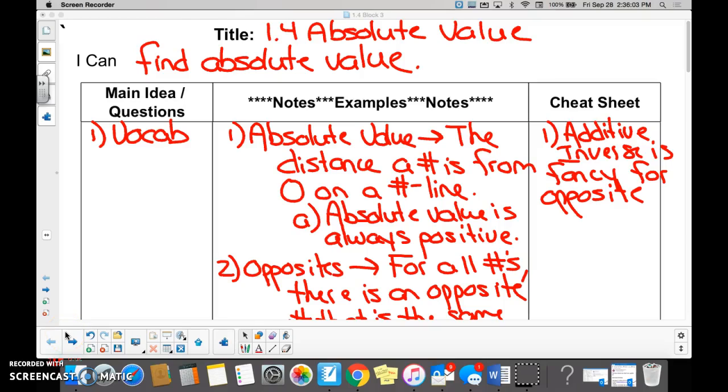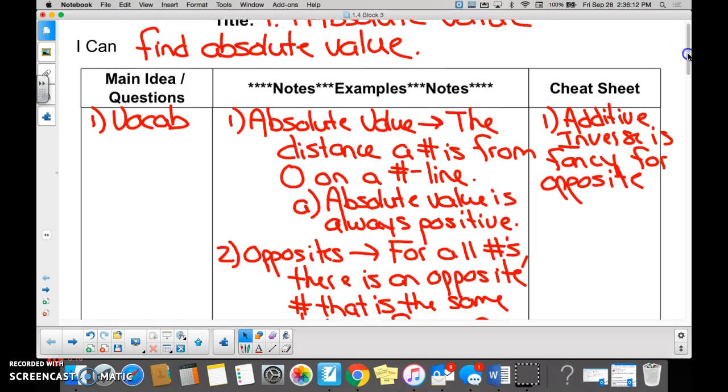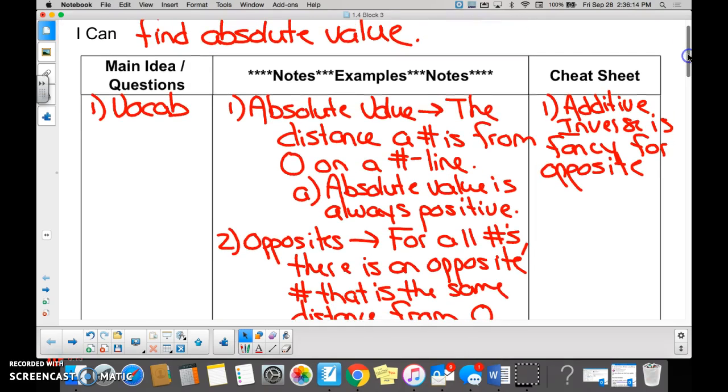1.4 absolute value. I can find absolute value. Are you guys capable of finding absolute value now? Yes. Riley, well read. Thank you, young lady. Absolute value is always positive, and absolute value would be the distance a number is from 0 on a number line.